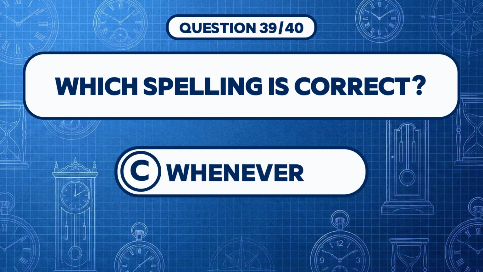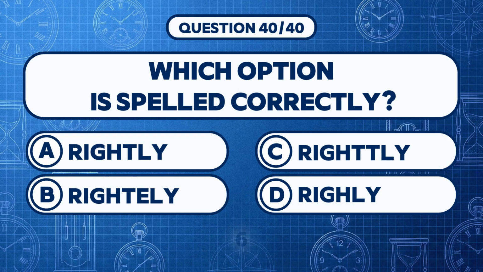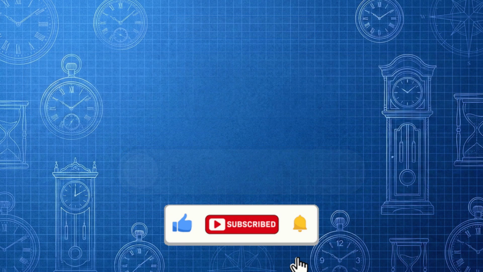Answer C, whenever. Which option is spelled correctly? Answer A, rightly. How did you do?